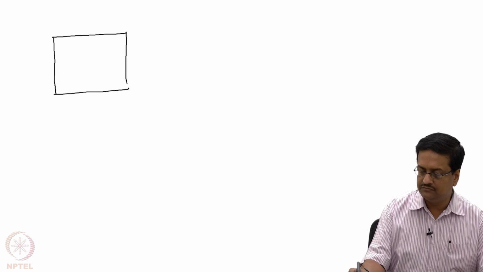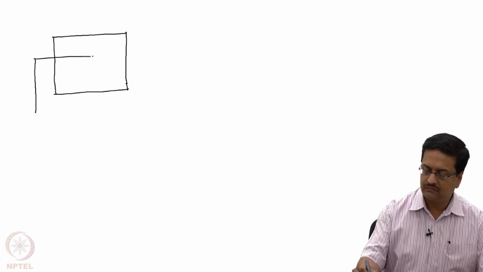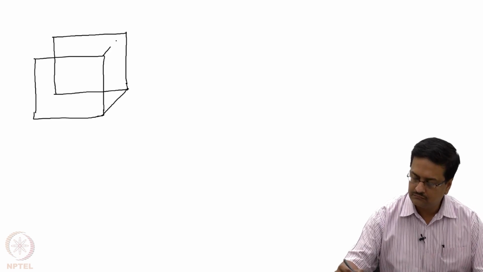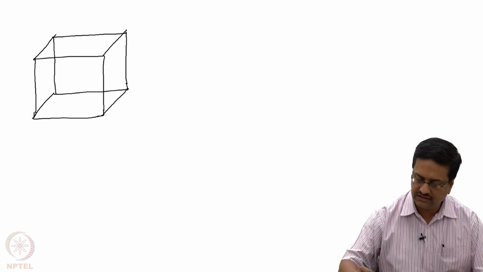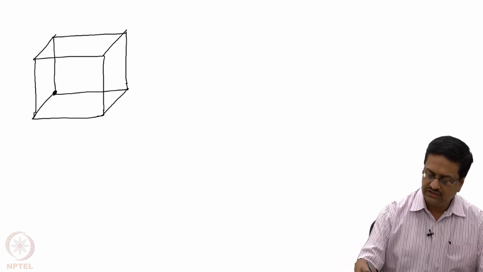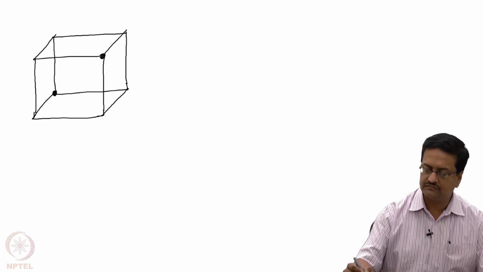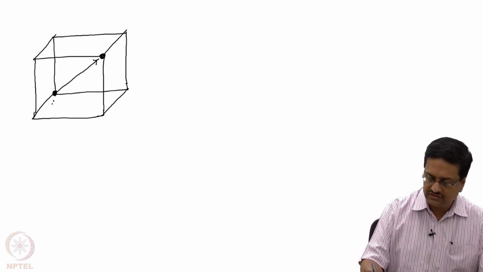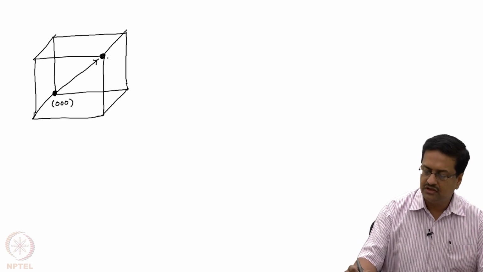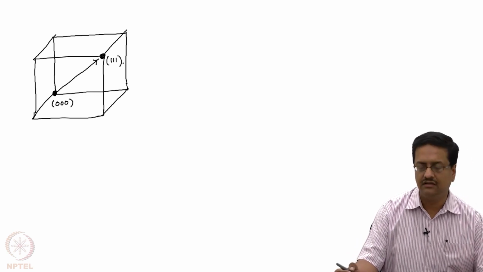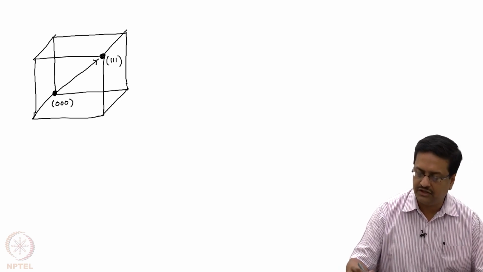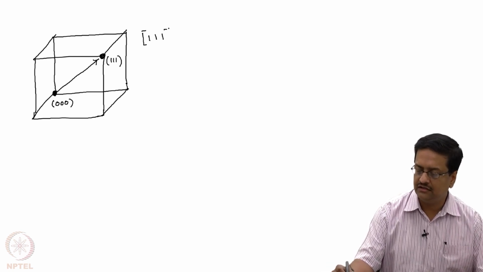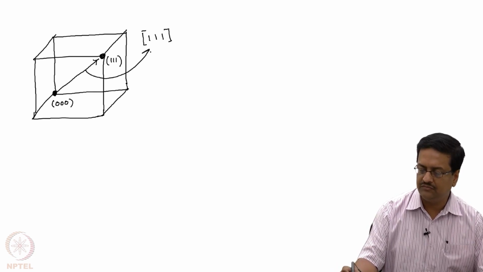So I am drawing a cube, and I want to know what is the direction from this corner to the other corner. So this is a body diagonal. The starting point, origin, is 0, 0, 0. The ending point coordinate is 1, 1, 1. So if you subtract the coordinates of the base from the tip, you get 1, 1, 1, and hence the direction that we have got has Miller indices 1, 1, 1.